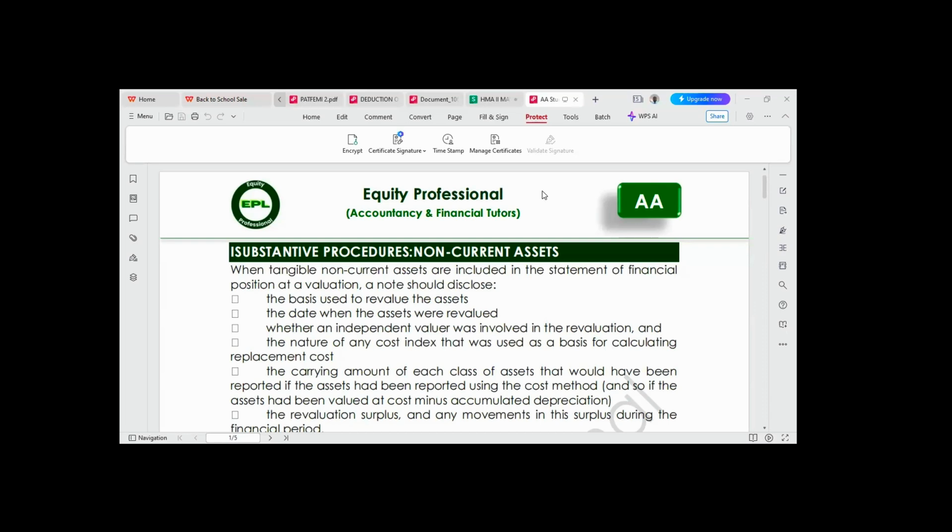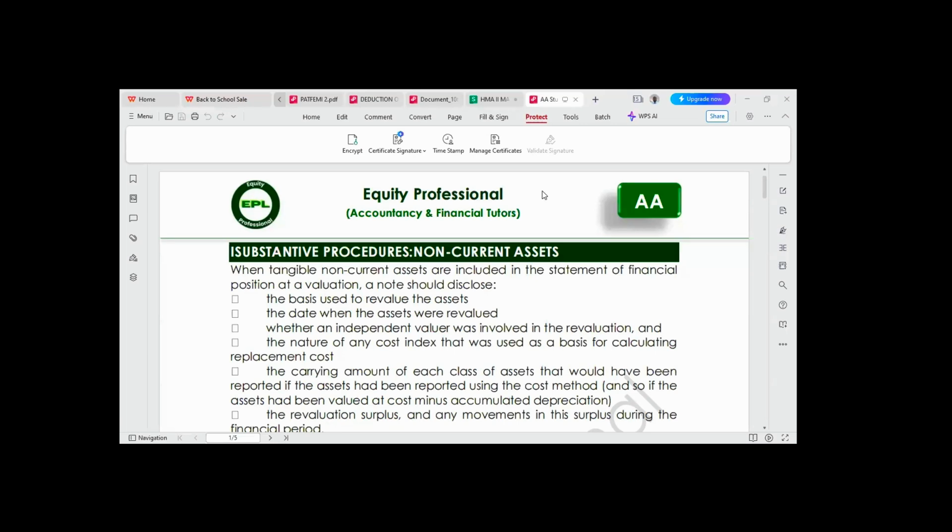Now, when tangible non-current assets are included in the statement of financial position at revaluation, a note should disclose the basis used to revalue the asset, the date when the assets were revalued, and whether an independent valuer was involved in the valuation. And lastly, the nature of any cost index that was used as a base for calculating replacement cost.